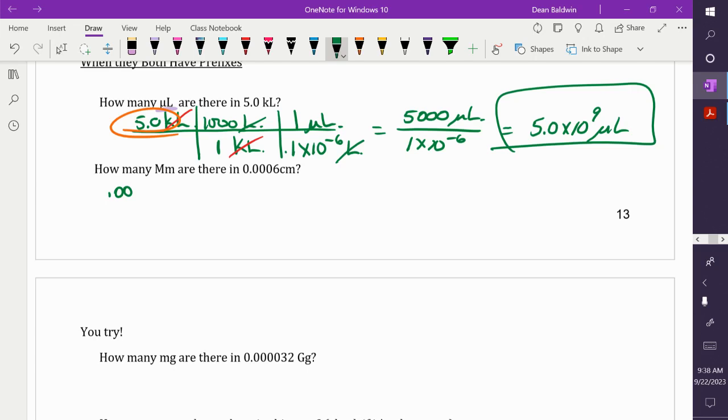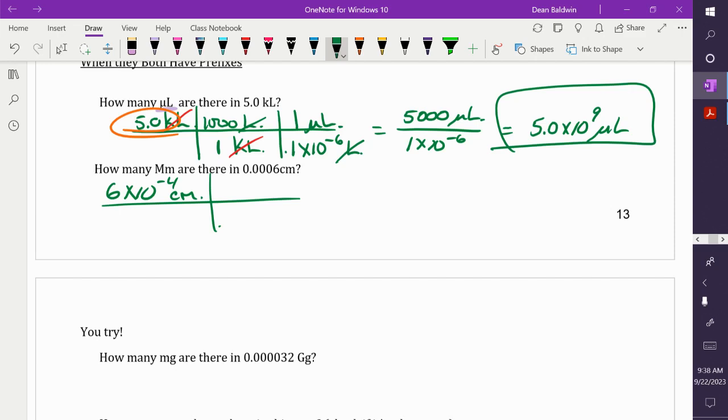Should we just write this in scientific notation? I'm going to write it in scientific notation. 6 times 10 to the minus 4 centimeters. All right, I want to get it to megameters. I can't go straight there. What's the first step I have to convert centimeters to?